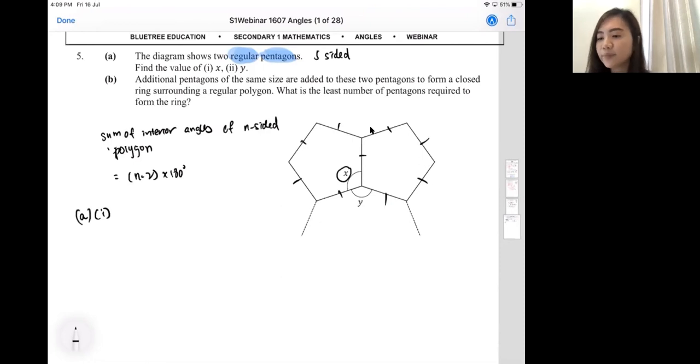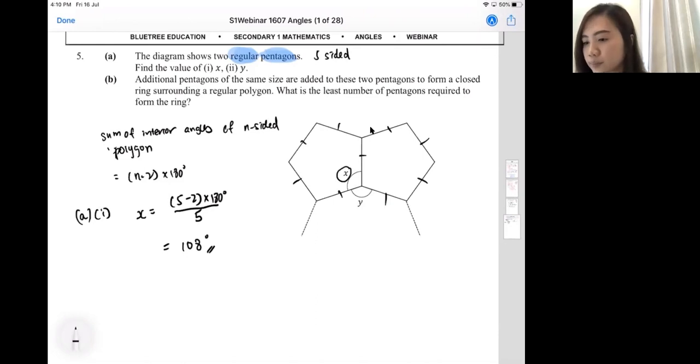So x is actually one interior angle of the regular pentagon. To find it, we use the formula to find the total interior angles first. So 5 minus 2 times 180, because there are 5 sides, so n is 5. Then you divide by 5 angles. There are 5 angles in total, and because they are all equal, we can just divide by 5, evenly distribute. Answer is 108. Finish.